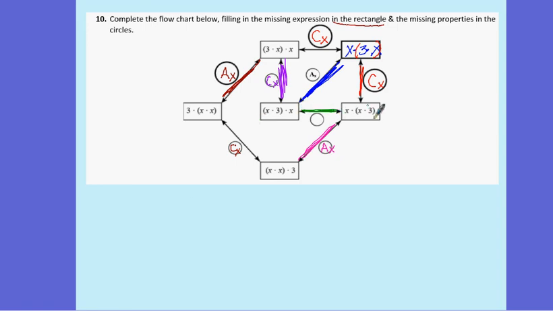And our last step, x3x, xx3. I did change order. X and 3 are still grouped together, but I changed the order for the x. So it's commutative property of multiplication.